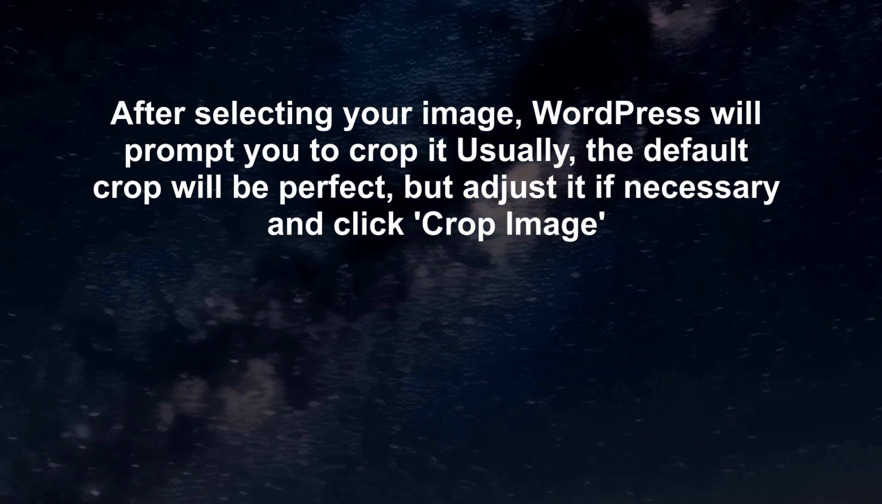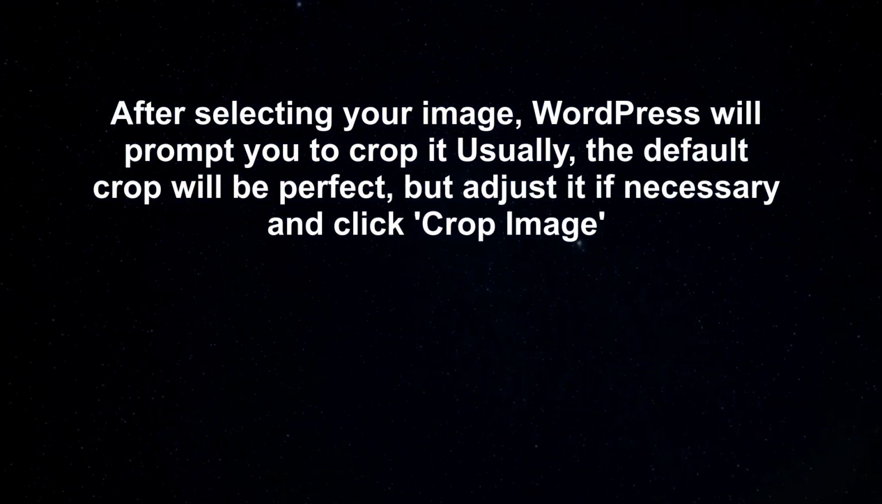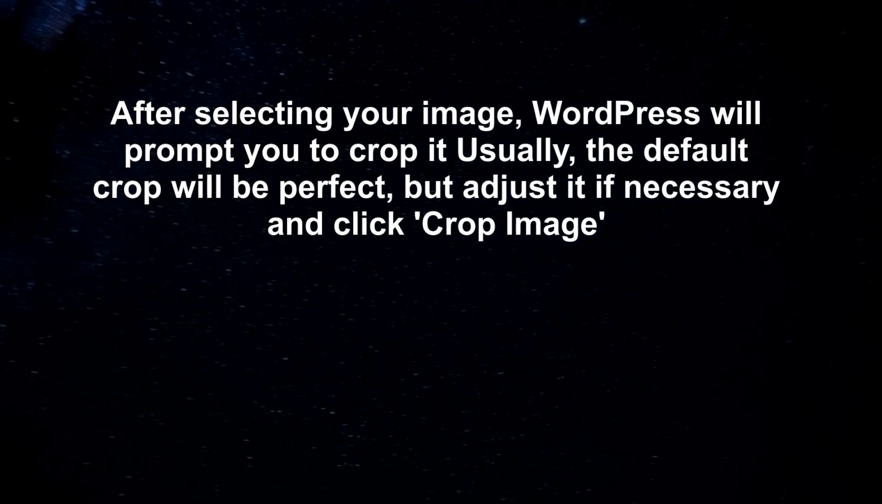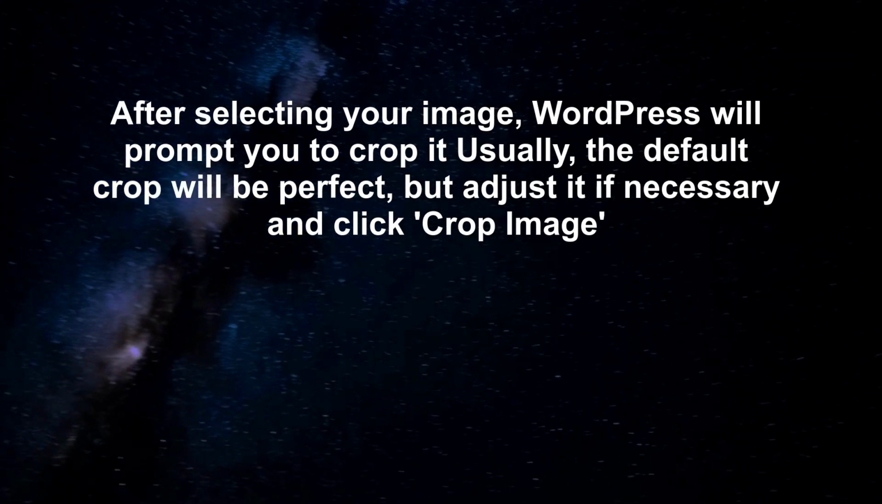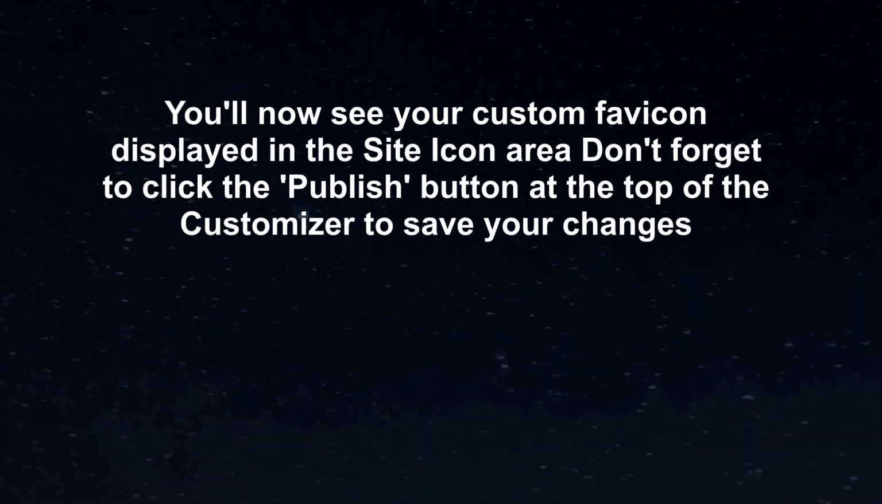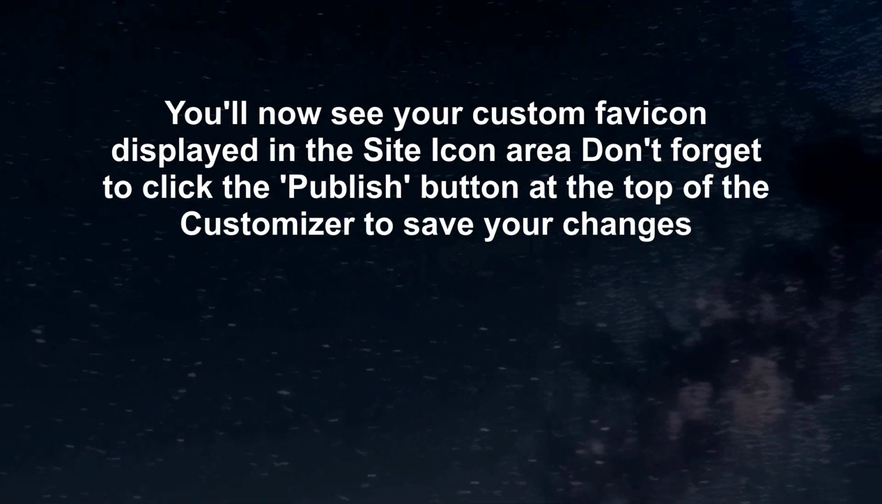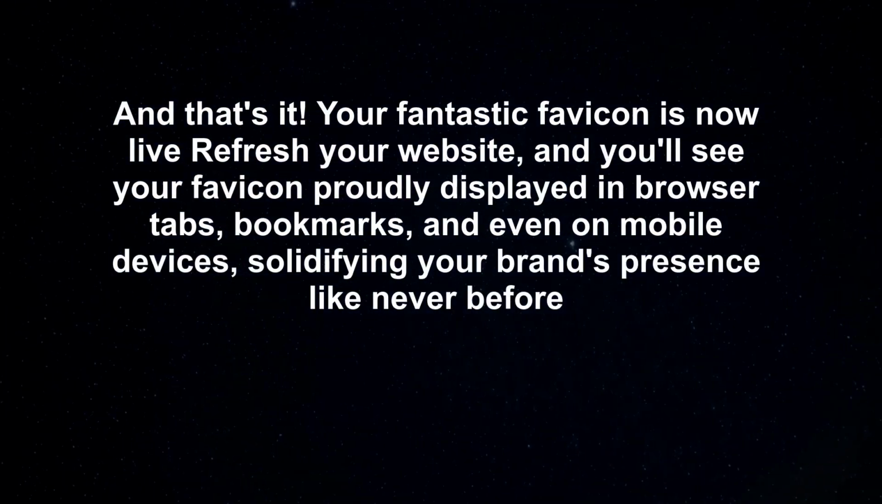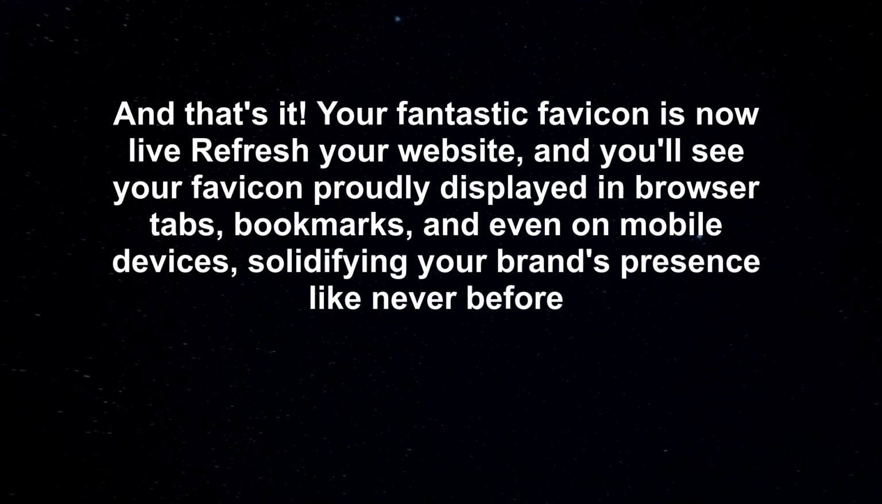After selecting your image, WordPress will prompt you to crop it. Usually, the default crop will be perfect, but adjust it if necessary and click Crop Image. You'll now see your custom favicon displayed in the site icon area. Don't forget to click the Publish button at the top of the customizer to save your changes. And that's it. Your fantastic favicon is now live.